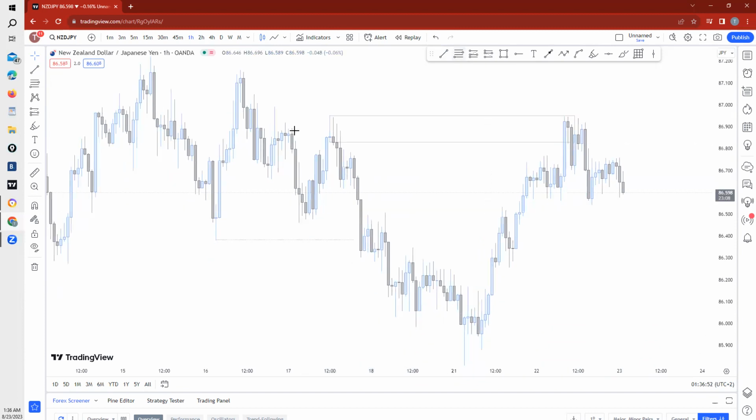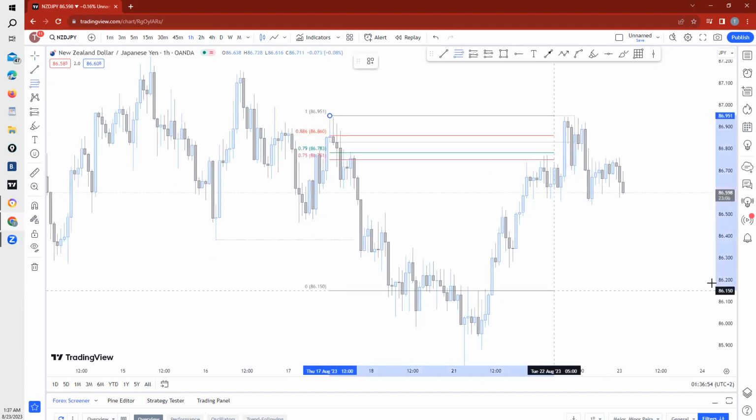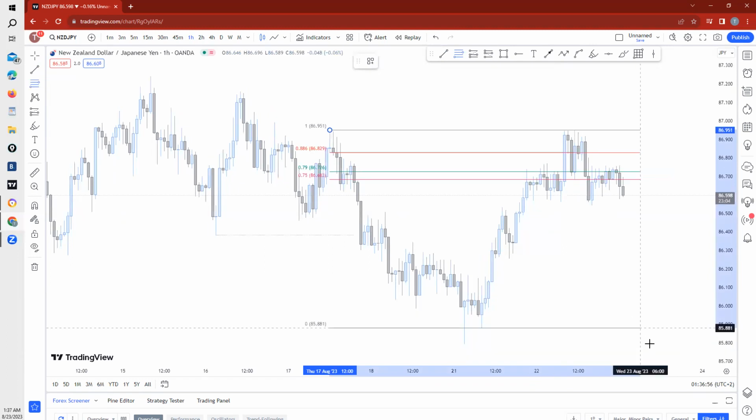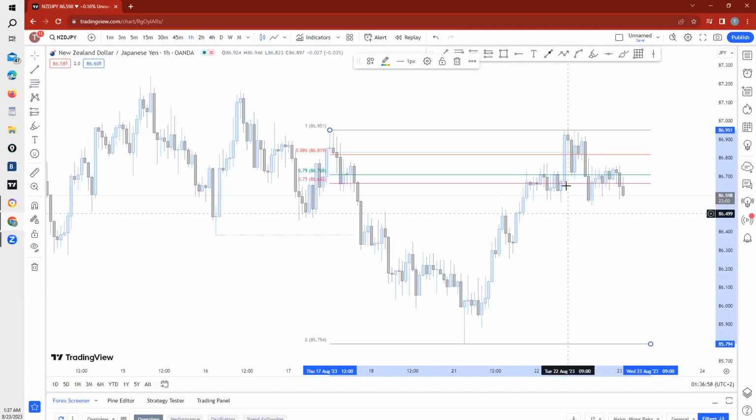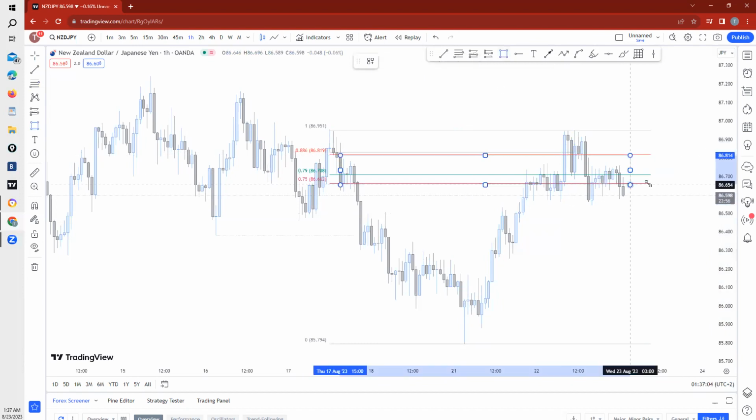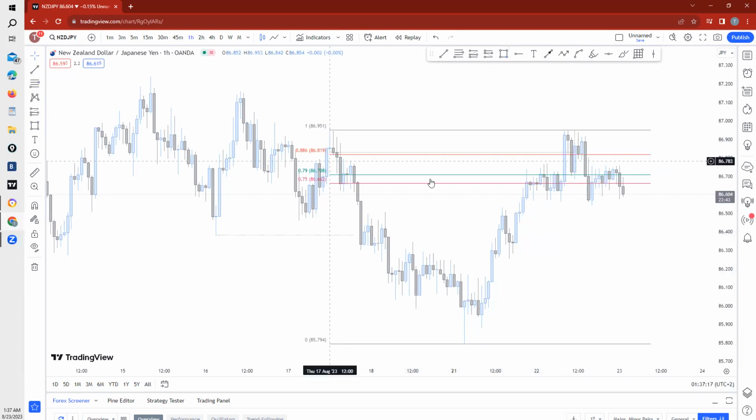So when I pull my fib from the highest point to the lowest point, this was a good level of entry. This whole section was a good level of entry. But the problem is, when the market came to this level, it didn't break the lows. It continued going further to the upside. So I was looking for this higher high, the previous high. This was the golden zone.